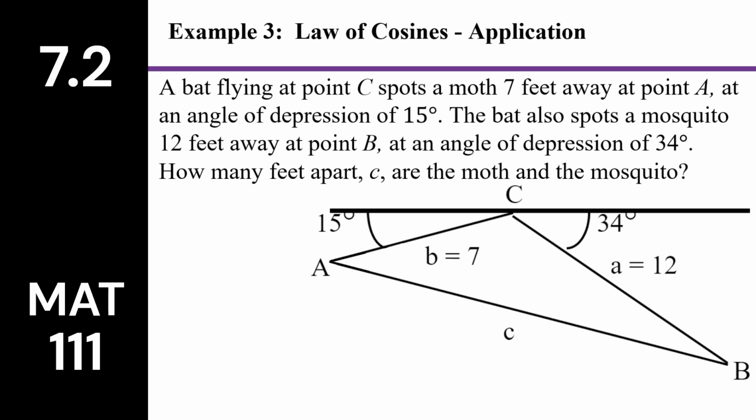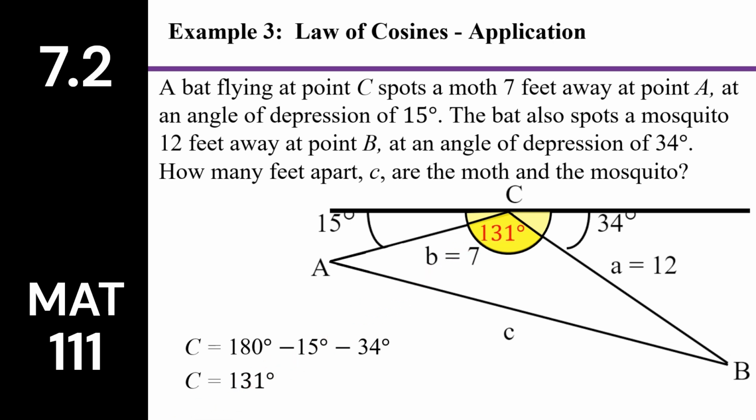As we begin this problem, we know only two sides and none of the angles. But since we know that this straight angle is 180 degrees, we can subtract the two angles of depression to find angle C of our triangle. 180 minus the 15 and the 34 degrees leaves 131 degrees for our triangle.